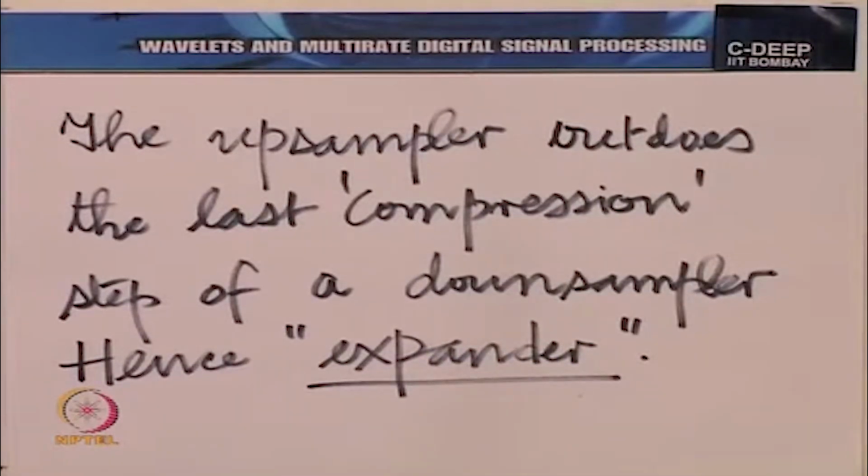Now, I must emphasize that the upsampling operation is invertible. So, even the original sequence is unaffected by the process of upsampling. You can get back the original sequence after upsampling it. The same is not true of downsampling. When you downsample, you lose some information forever.